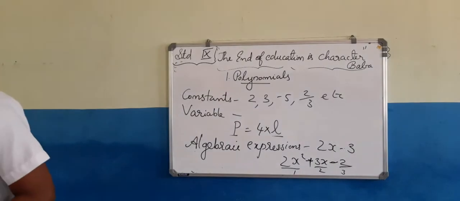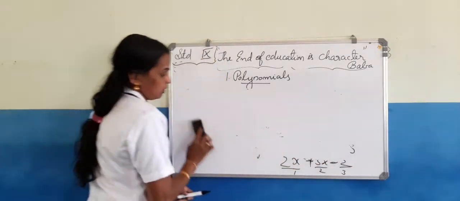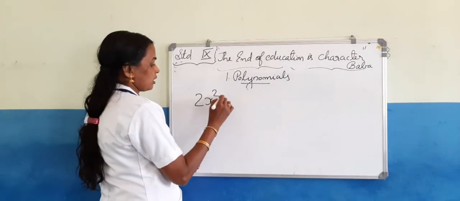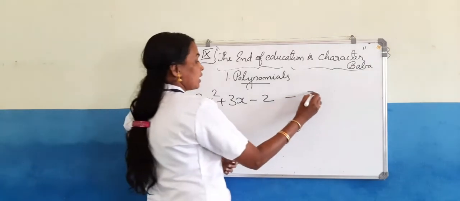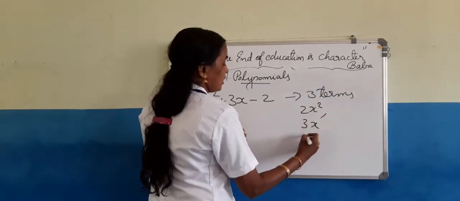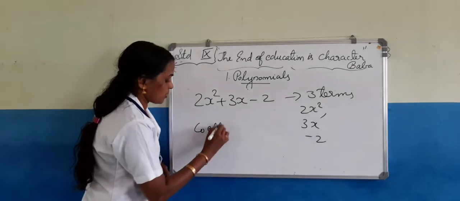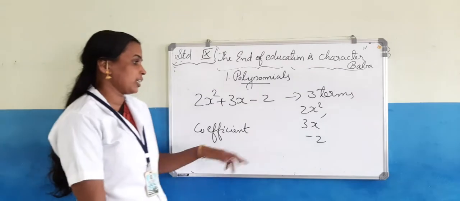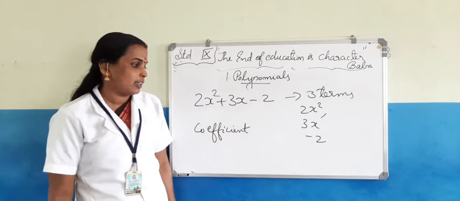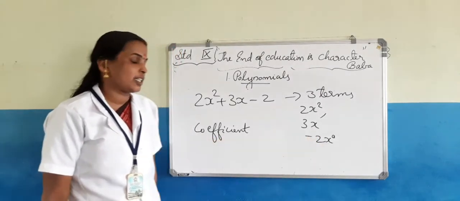Then next we have to check the terms of an expression. Now we discussed 2x square plus 3x minus 2. There are three terms, namely 2x square, 3x and minus 2. These are the terms of this algebraic expression. And next comes coefficients of terms. For each term we can find the coefficient. In 2x square, the coefficient of x square is 2. Here the coefficient of x is 3. Here we can write x raised to 0. As you know, x raised to 0 is 1. And the coefficient of this term is negative 2.